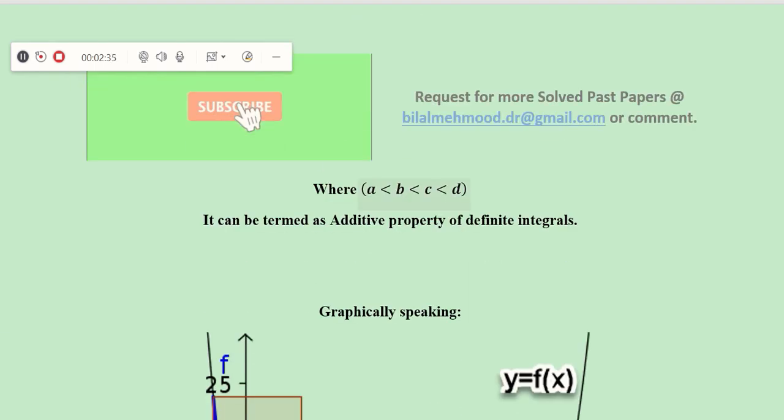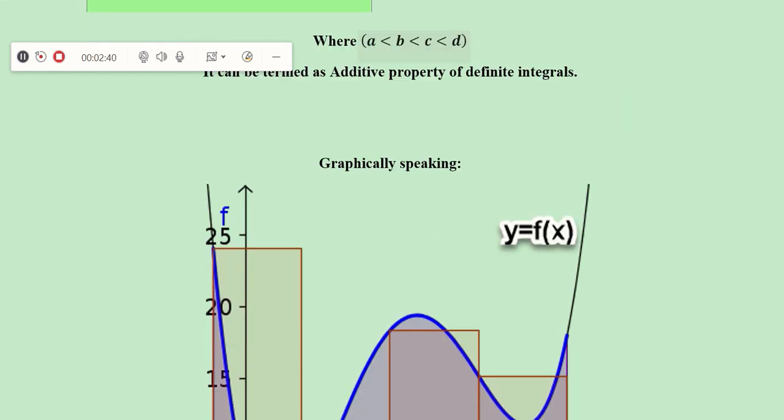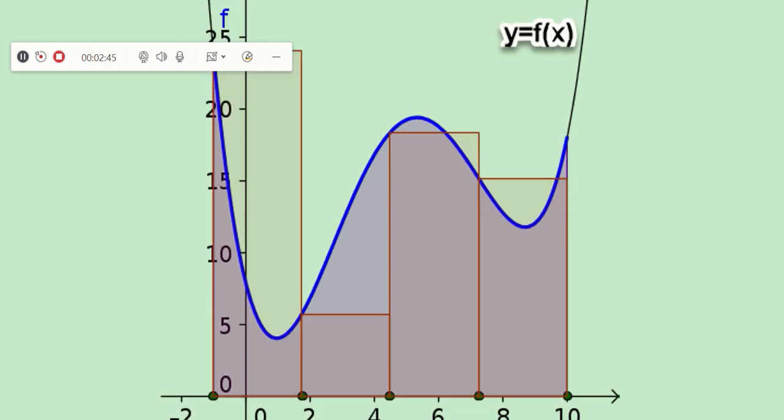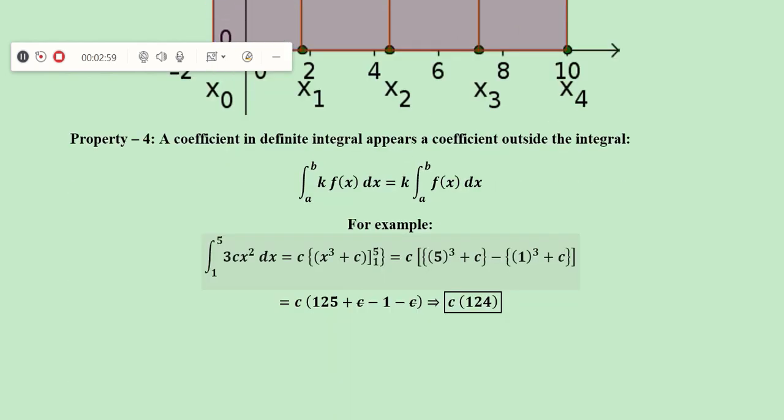So this is the continuity, that a is less than b and b is less than c and c is less than d. This additive property of the definite integrals is evident here, that whenever we have a definite integral, it is the area under the curve, which is divided into various parts, and we can see if we add all of these, we will get the overall area.